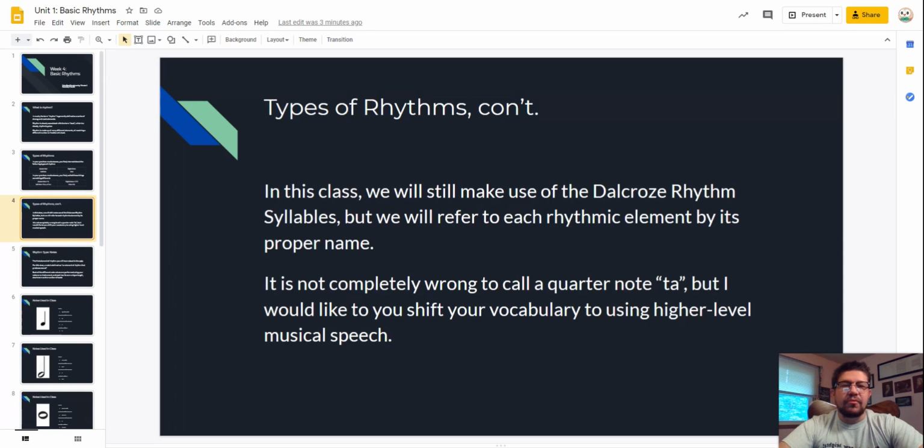It's not completely wrong to call a quarter note a ta. But again, I want you to shift your vocabulary to use higher level musical speech, because now, as 4th and 5th graders, you are more than capable of doing that.